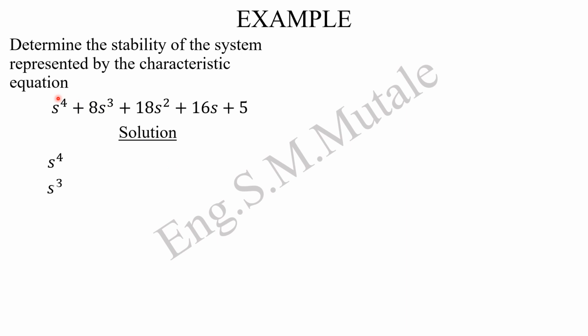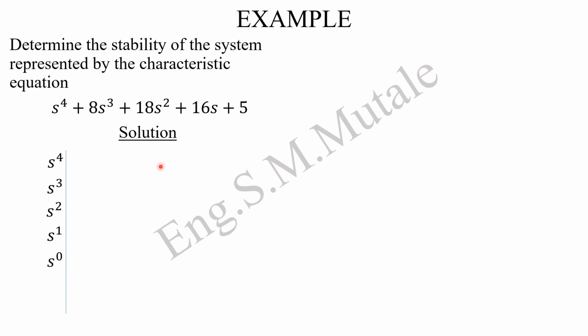Since it has the highest power of 4, s to the power 4, you write from s to the power 4 up to 0. Even if some parameters are missing there, you put from 4, 3, 2 up to 0 there. But for this one, we are lucky, everything is there. So we write s to the power 4, s to the power 3, s to the power 2, s to the power 1, up to s to the power 0. Then you put a line like that.